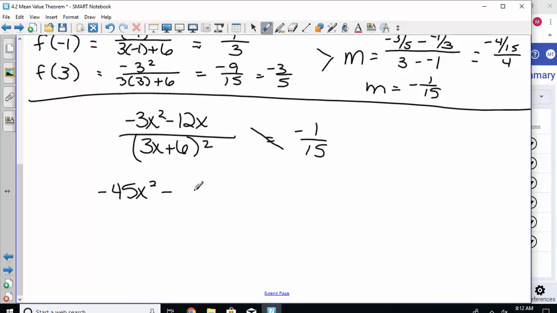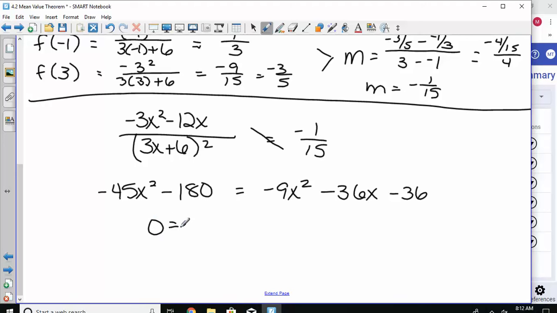Times 15, 180. This one, can I go ahead and FOIL this and take it times -1? So if you FOIL it, you'd have 9x squared, so -9x squared, plus 18x and plus 18x, so 36x. Minus 36. So I've kind of skipped a few steps, but is everybody with me?